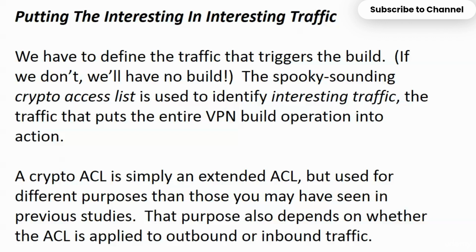With our IKE policy in place, our IPsec SA policy in place, both policies written, it's time to put the interesting in interesting traffic with a crypto access list. This is how we define the traffic that's going to trigger the build. Because if we don't, the default is we're not going to have a build. You can have all the policies you want, but if you don't have some kind of interesting traffic defined, that is the traffic that puts the entire VPN build into operation, then it doesn't matter how many policies you got.